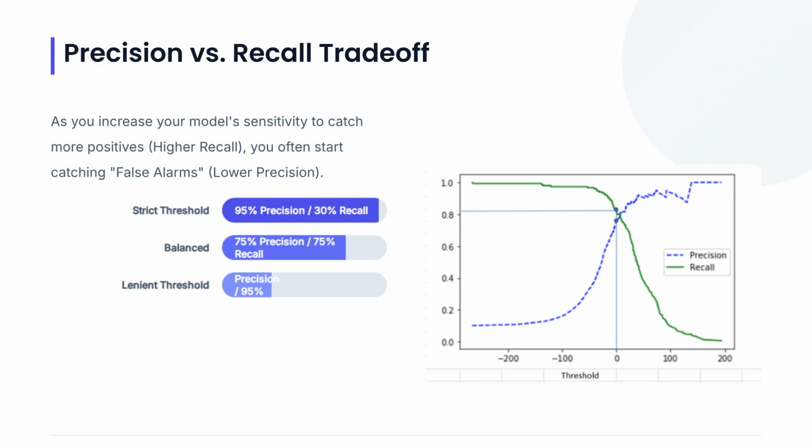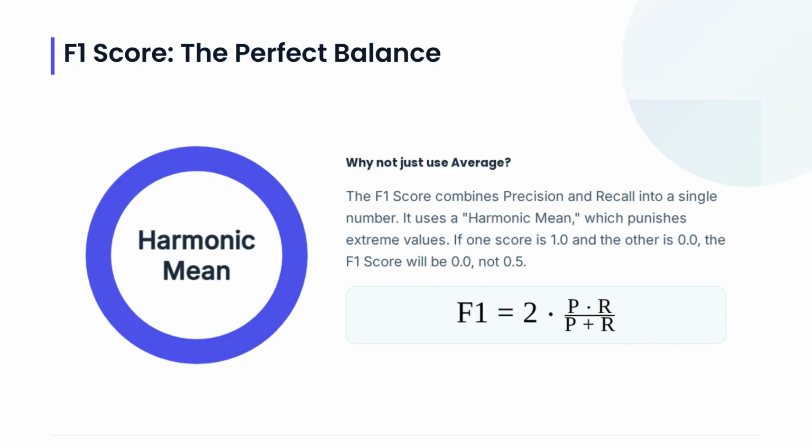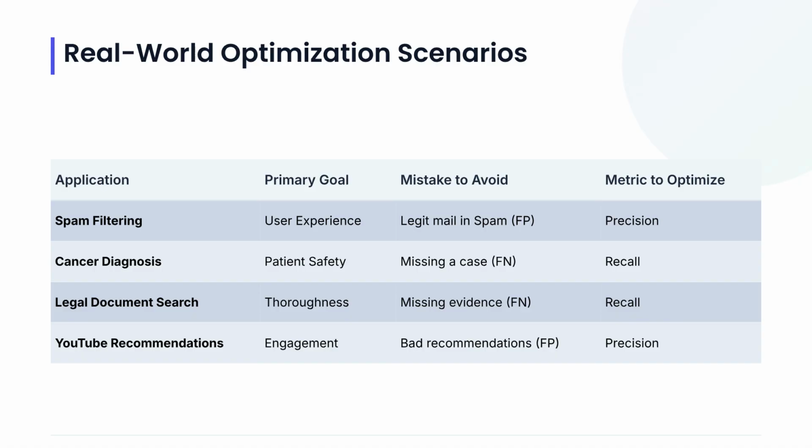There is an inherent trade-off between precision and recall. Often, increasing a model's sensitivity to catch more positives, or high recall, leads to catching more false alarms, or lower precision. The F1 score provides a perfect balance. It is the harmonic mean of precision and recall, which penalizes extreme imbalances, giving a single, balanced metric for overall performance. In real-world scenarios, the metric to optimize depends on the goal.